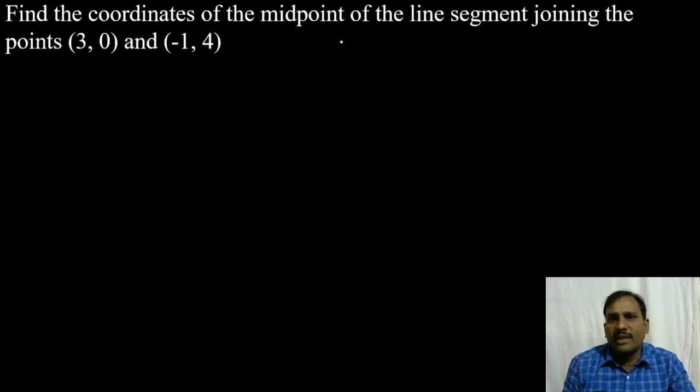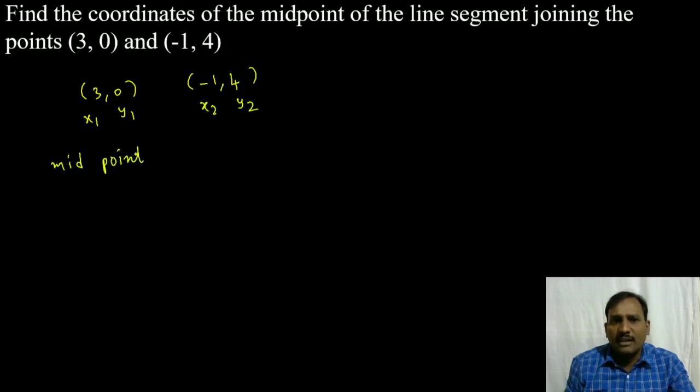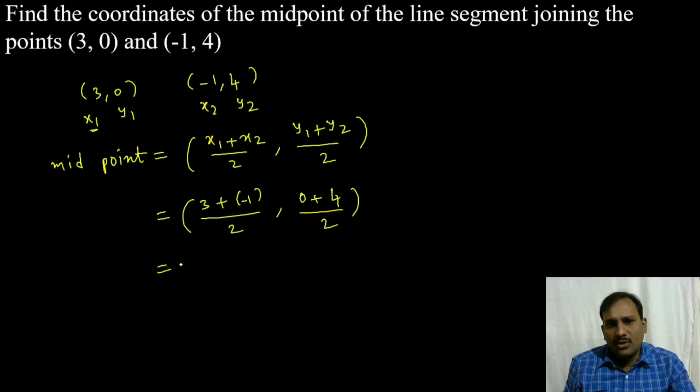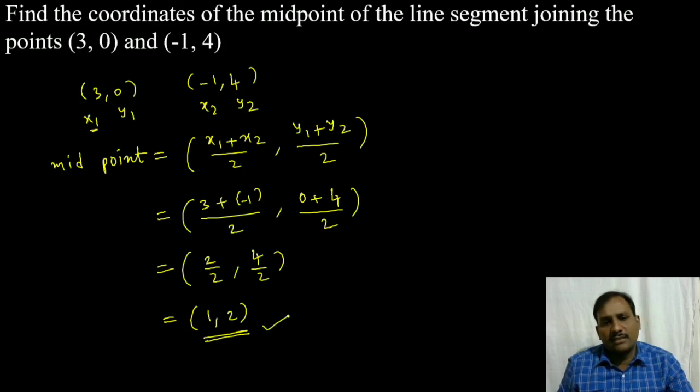Find the coordinates of the midpoint of the line segment joining the points 3, 0 and -1, 4. So let us consider this as x1, y1 and x2, y2. Midpoint is equal to x1 plus x2 by 2, y1 plus y2 by 2. x1 is 3 plus x2 is -1 by 2, y1 is 0 plus y2 is 4 by 2. So 3 minus 1 is 2 by 2, 0 plus 4 is 4 by 2. So 2 by 2 is 1, 4 by 2 is 2. So this is the midpoint: 1, 2 is the midpoint of the line segment joining the points 3, 0 and -1, 4.